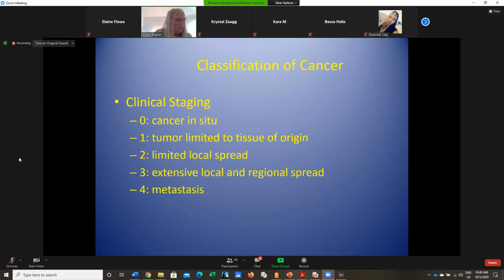So doubling time is how long it takes a tumor to double in size. That makes sense. That's probably easy to remember.